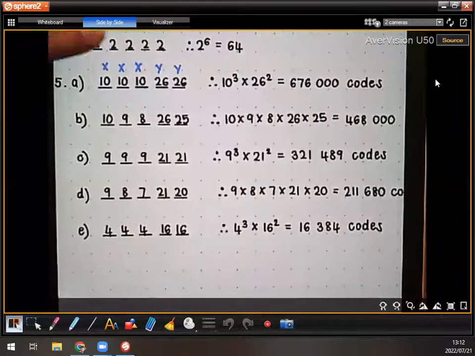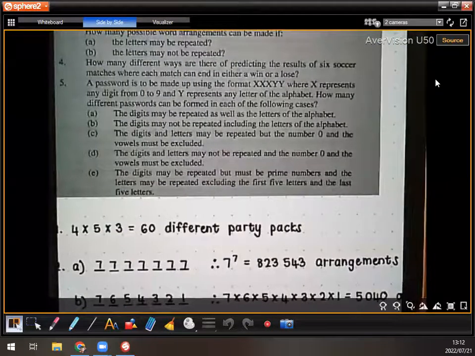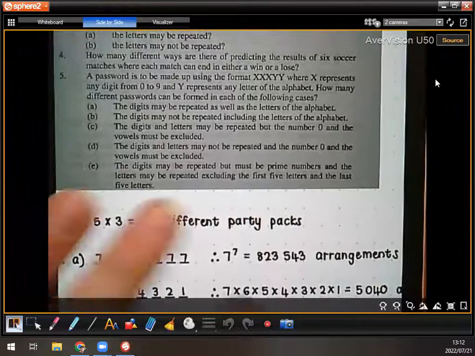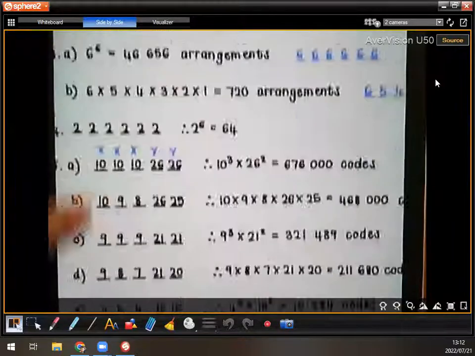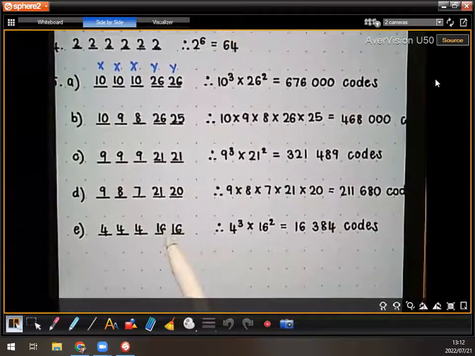I just want to go back up to the last one because I can't remember what this was. The digits may be repeated, but must be prime numbers. So now we need to count how many prime numbers there are between 0 and 9. And the letters may be repeated, but now we're excluding the first 5 letters and the last 5 letters. So that's excluding 10 of them. How many letters do you then have to choose from? 16. So that's why my last two are 16 each.